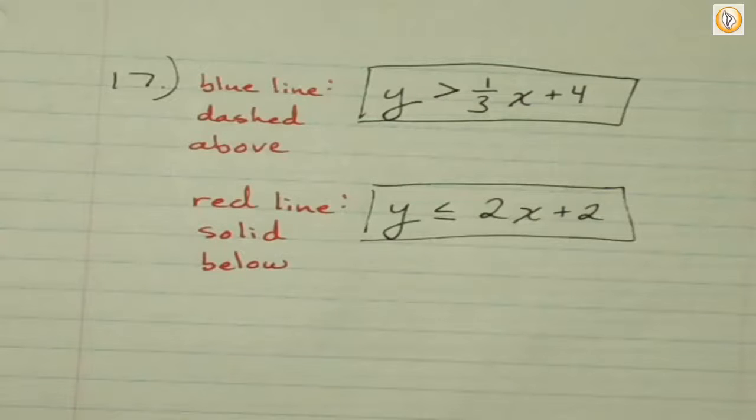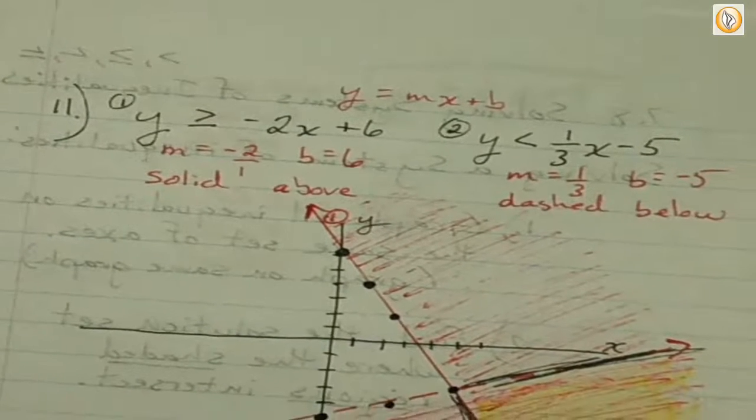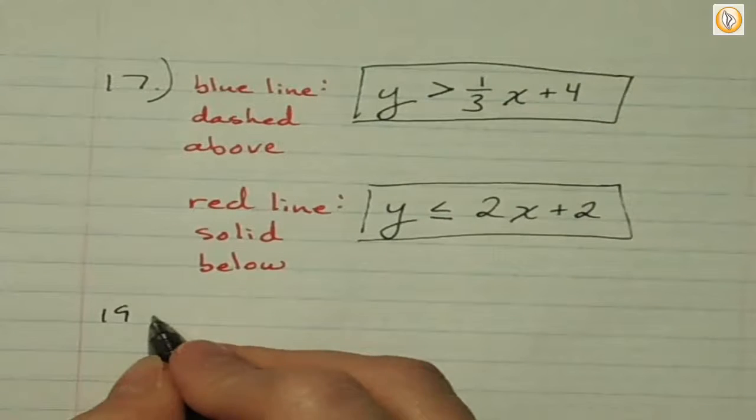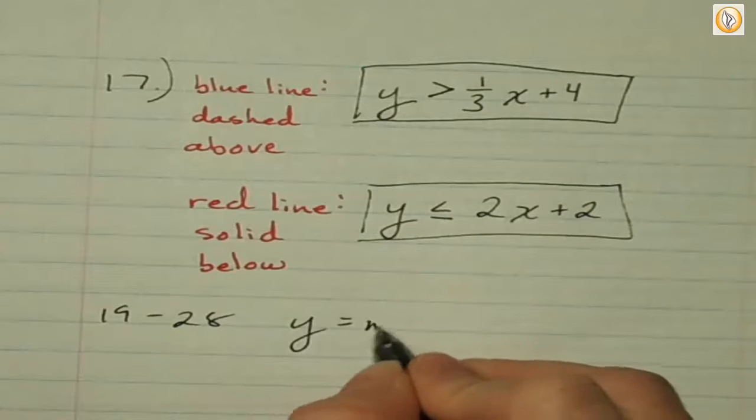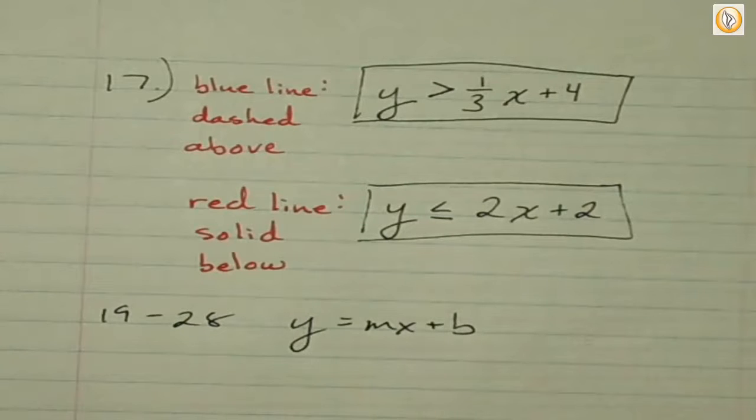Any questions? All right, guys, look at 19 through 28. Are you all looking at 19 through 28? You're going to do the same thing as we did here. But for 19 through 28, you have to put things into y equals mx plus b format, by doing a true or false, which we've been doing this chapter. Any questions? Yes.